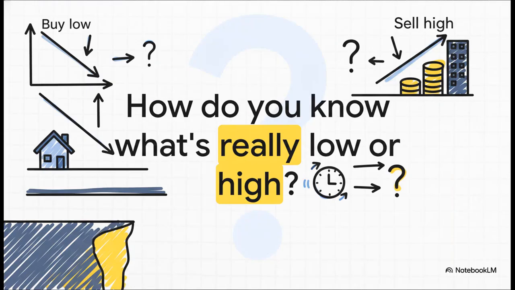You've heard it a million times. Buy low, sell high. It's the oldest piece of advice in investing, right? But the real question is, how do you actually know what's low? Is this price drop a golden opportunity, or are you just catching a falling knife? That's the fundamental challenge every single trader has to face.